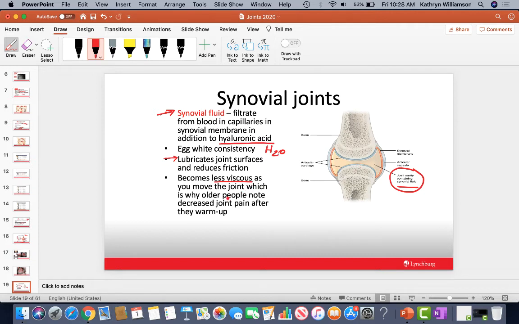And so this is why older people, if you talk to older people or maybe grandparents, they'll maybe complain of joint pain when they first wake up or when they first stand up after they've been sitting for a long period of time. But the more they move, that synovial fluid becomes less viscous, it kind of warms up, and it coats those joint surfaces really nicely. So then they notice, oh yeah, I feel a little better now, now that I've warmed up. So when I've worked with older patients in the past, we always have patients warm up first before they actually do any of the more difficult exercises.